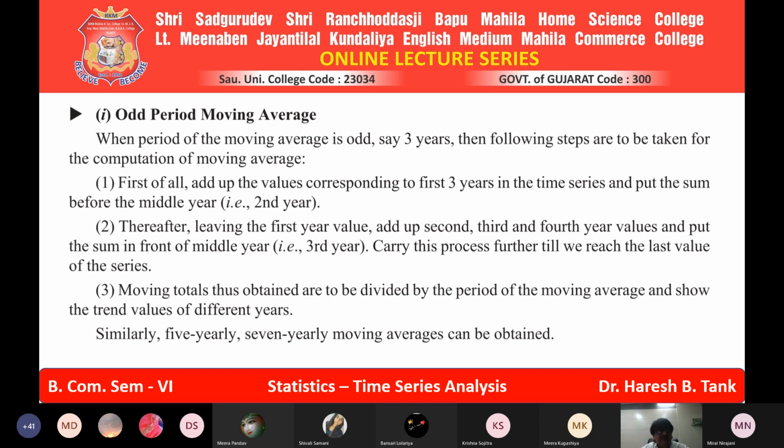Since it is a sum of 3 years, divide it by 3. What you will get would be the 3-year data divided by 3, which means an average. So it would be a 3 yearly moving average. That is how you can calculate it. The same process is to be done for 5, and the same process is to be done for 7.